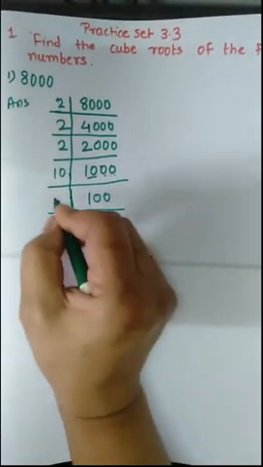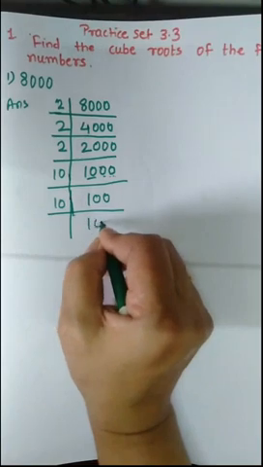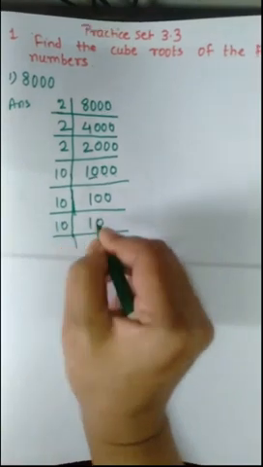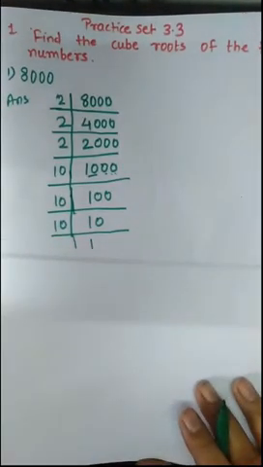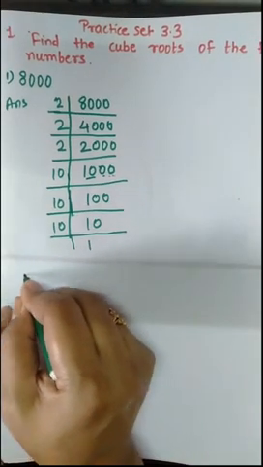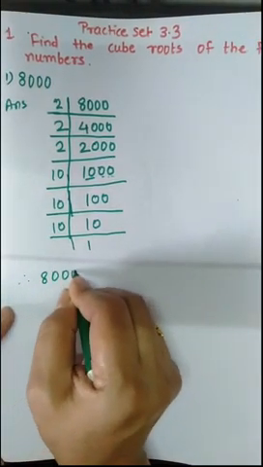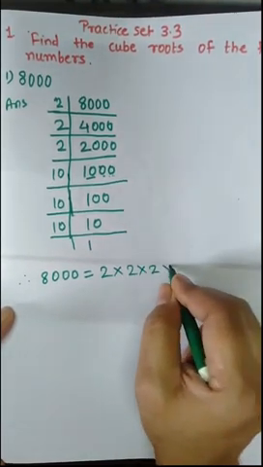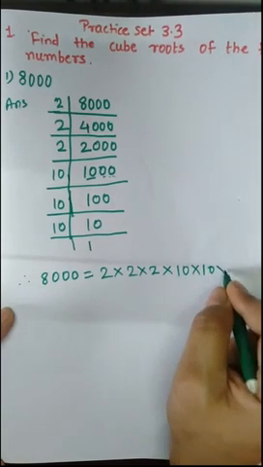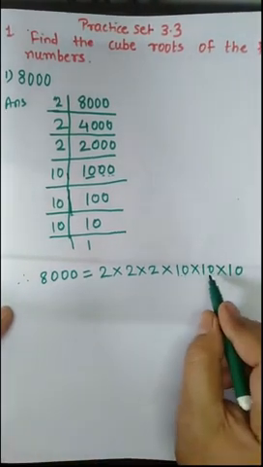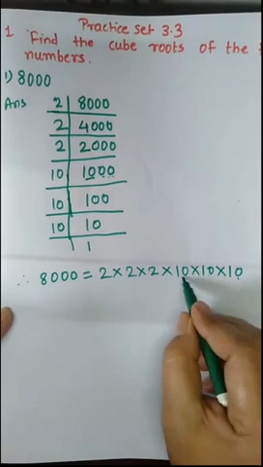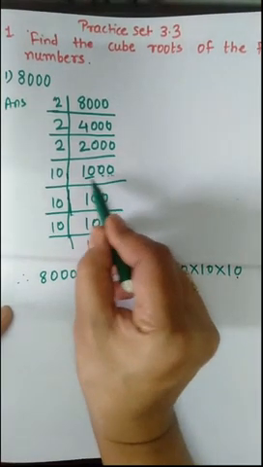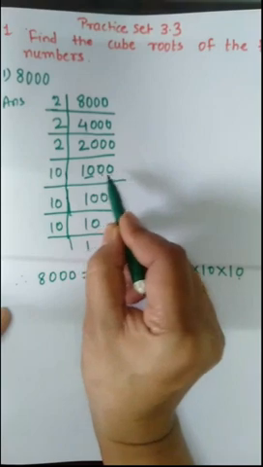Again it is divisible by 10. So 10 tens are 100. 10 is divisible by 10. Yes, 10 ones are 10. So write down all the factors. Therefore, 8000 is equal to 2 multiplied by 2 multiplied by 2 multiplied by 10 multiplied by 10 multiplied by 10. This 10 is not a prime factor, but to reduce the calculation, I have written 10 directly because 1000 is a very easy number. So we know that 1000 is a cube of 10.